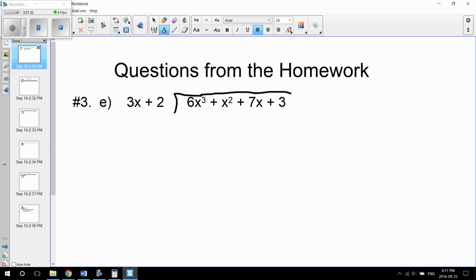So what do we need to multiply 3x by to get 6x cubed? And that's 2x squared. So remember, we multiply that out and put it down at the bottom here to get a 6x cubed. And then we carry down the next term as the top term multiplied by the second term in our division here. So 2 times 2x squared. So we have a 4x squared here.